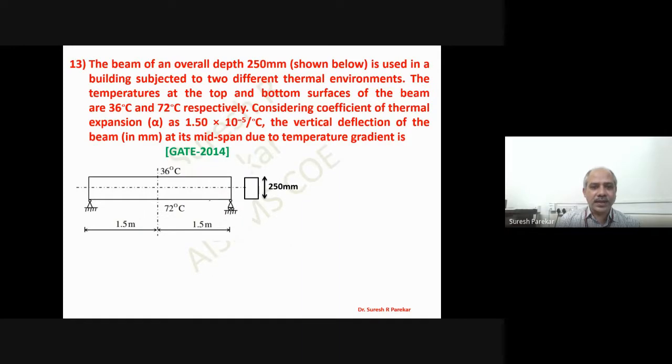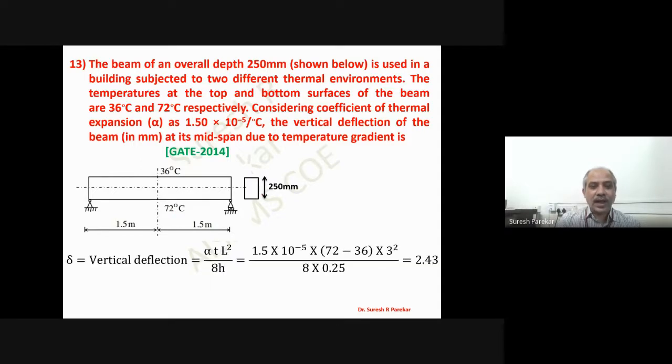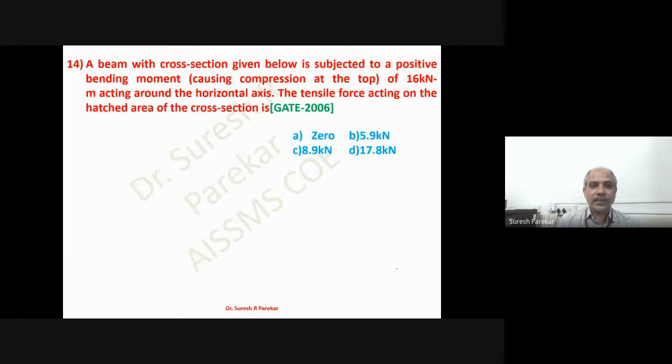Then we have a temperature at top of 36 and at bottom of 72 degrees centigrade, and we have depth as 250. And then the deflection is alpha T L square upon 8H, that is the vertical deflection, and T is the difference between these two. So I can write it as 72 degree minus 36 degree. And then we will get it as 2.43. So we have 2.43, which is between 2.38 and 2.45.